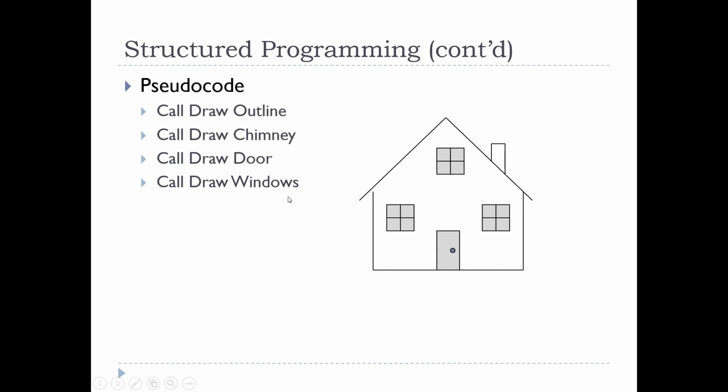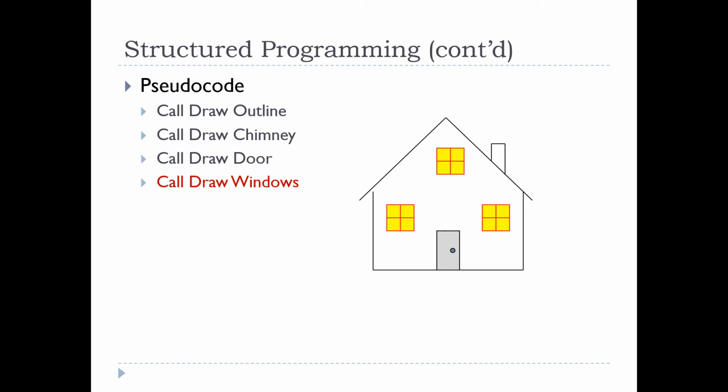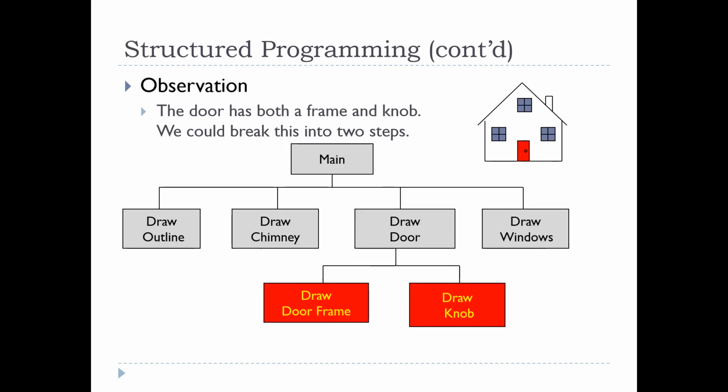So we just did that as pseudocode. When you draw the outline, you draw something like that. That's the outline. When you're done with that, you can move on and draw the chimney. And then you can draw the door. And you can do the windows. Add 3 windows. And then you can see that you can break down the door into 2 components. You can draw the frame first and then draw the doorknob.